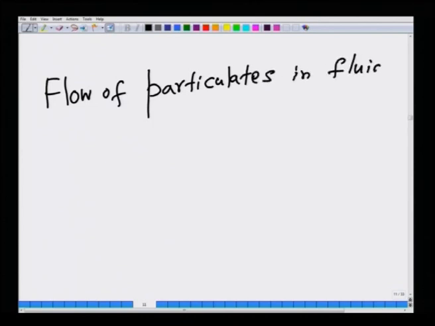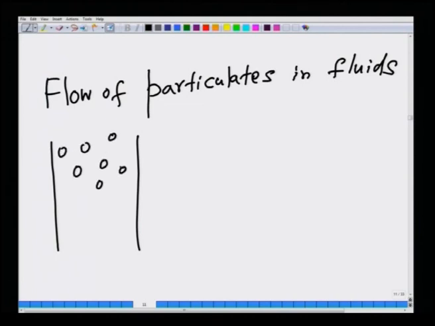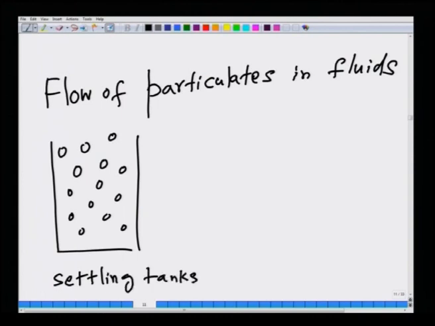In many chemical engineering applications, for example, you have a system like a channel in which you have many particles that are settling in a liquid, and these are called settling tanks. Here particles are moving and settling in a fluid due to gravity, and this is used to separate particles of different sizes because of their difference in settling velocities, as we will see. So, this is one example.